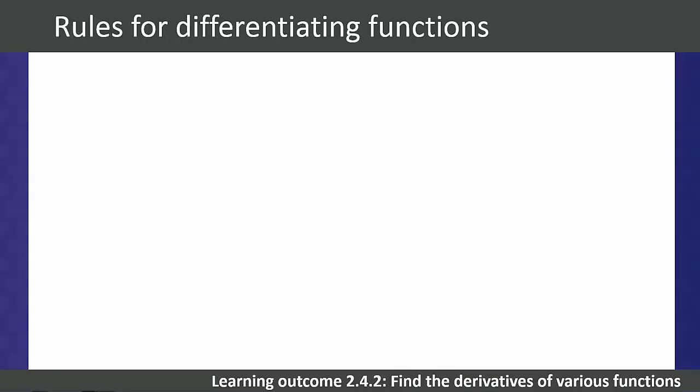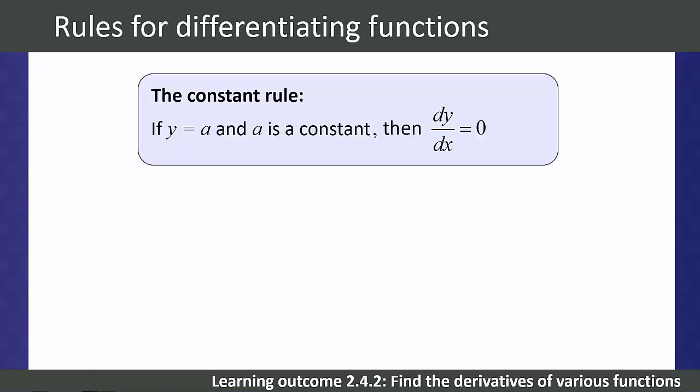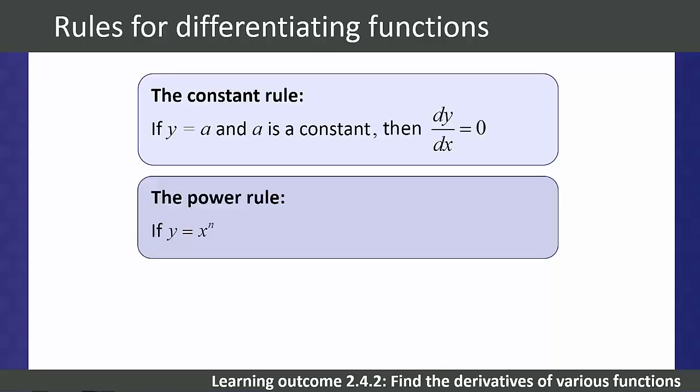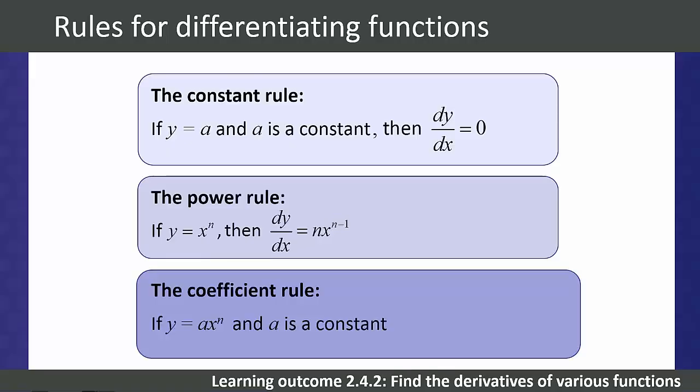The first three basic rules are the constant rule, which states that the derivative of any constant is just 0. The power rule, which tells us how to deal with powers of x. In the derivative, the power becomes a coefficient and the power of the variable is reduced by 1. And the coefficient rule, which tells us that if the values of a function are multiplied by a constant, then the values of the derivative are multiplied by the same constant.